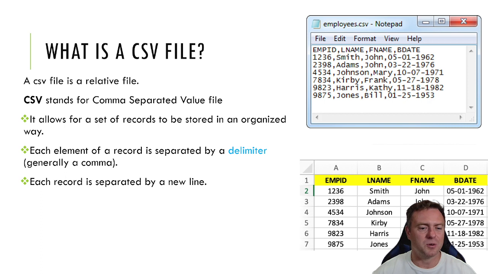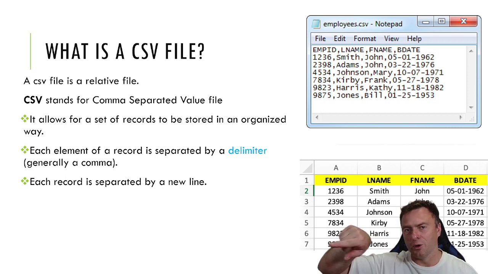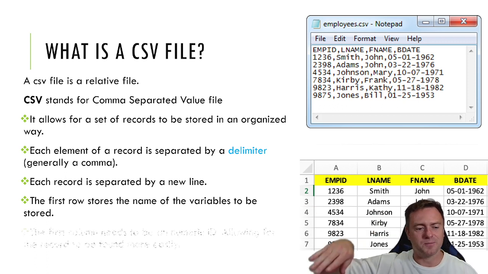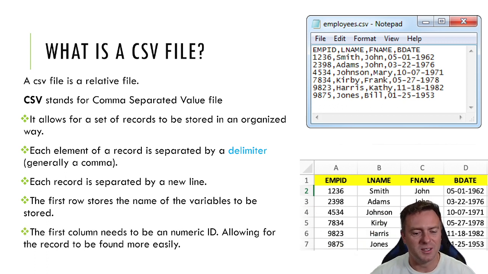So this is what we talk about as a record. Each row is a record, and that's how the CSV file is built. The first row stores the names of all the variables to be stored. And then the first column needs to be a numeric ID, allowing for the record to be found more easily. So that's what I was talking about before. By having a number here, that has to be unique, you'll then be able to look up, for example, 7834.